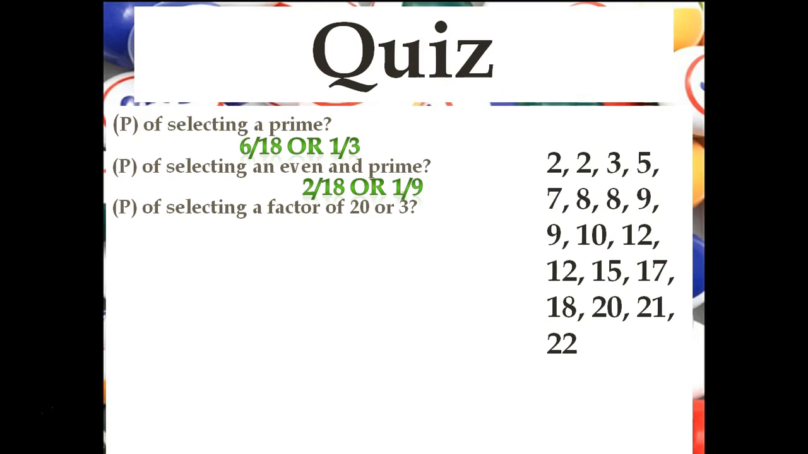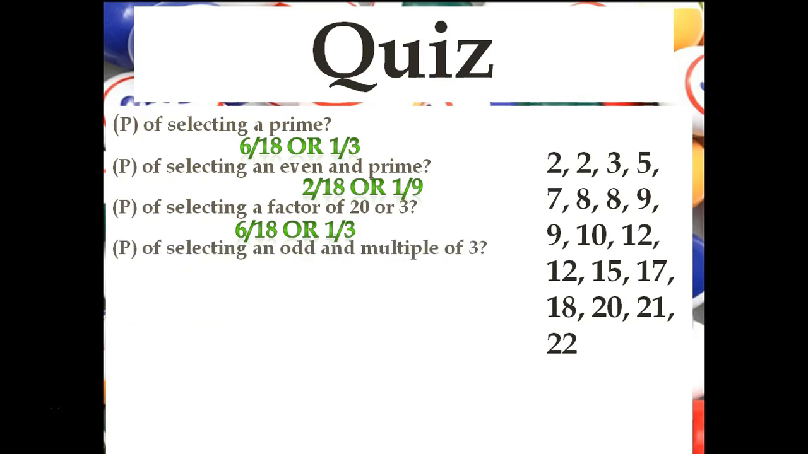Okay, the next one. What is the probability of selecting a factor of 20 or 3? Well, the factors of 20 would be 2, 2, 5, 10, and 20, and there's 1 3 on the board. So the probability of this occurring would be 6 out of 18, or 1/3.